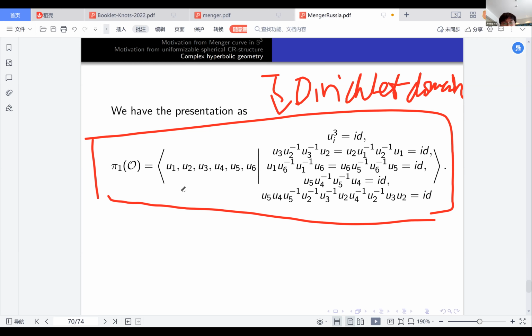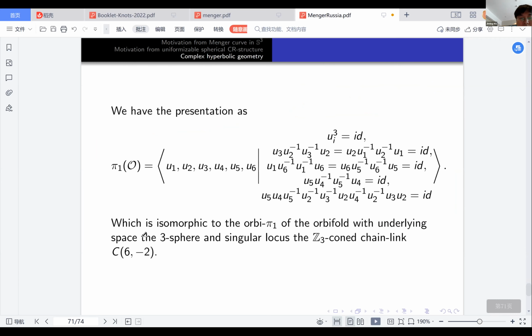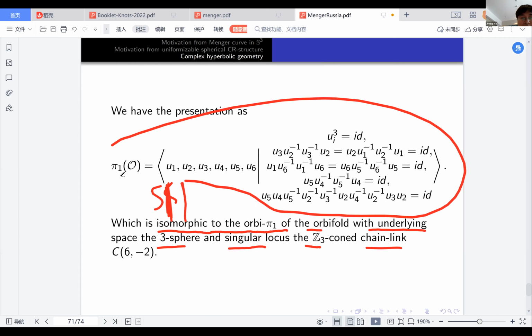fundamental group of the three manifold at the infinity, we then consider another guy. This is isomorphic to the orbifold fundamental group of the three orbifold with underlying space the three sphere, and singular locus which is the so-called chain link. So we have an isomorphism to this guy. This step is not difficult, but to get the presentation here is a little difficult.